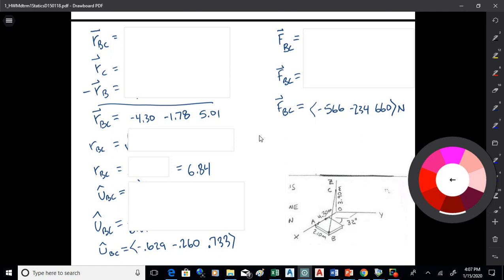Well, what you do, you first find the Cartesian vector for the cable right there. Cartesian means X, Y, Z. And the newtons times that? No, you got to make that a unit vector first.